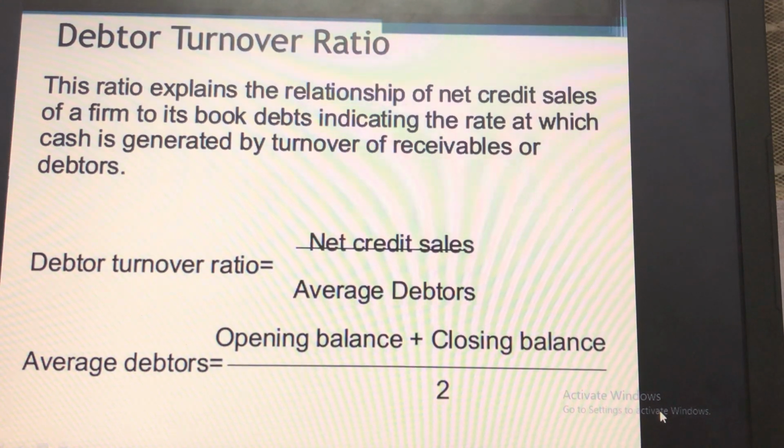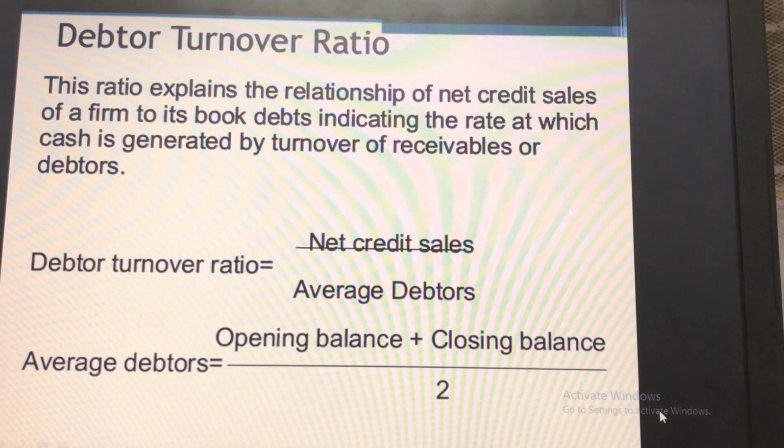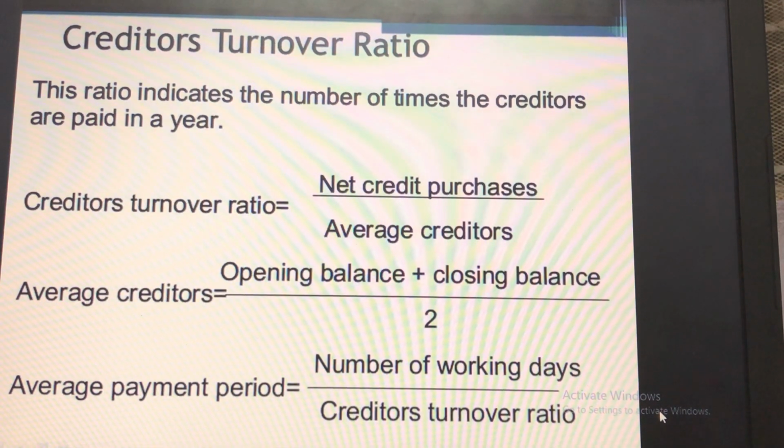In some cases, there is no closing balance and opening balance of the debtors. The actual debtors is called average debtors.